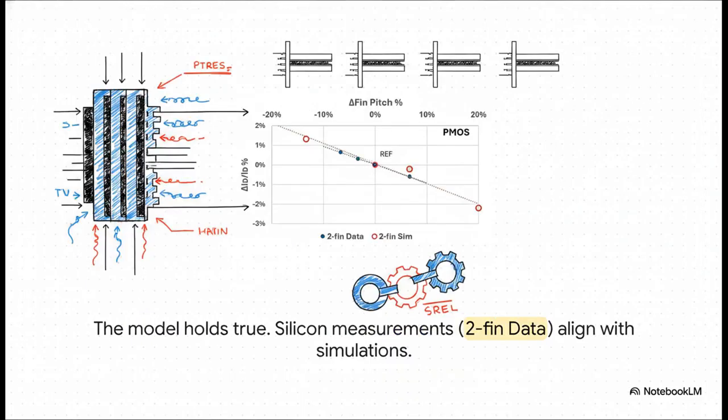Okay, but let's double check, just to be sure. Here's another example. This time we're changing the spacing between the fins inside a PMOS transistor. Again, the blue dots are the real silicon data, and the red circles are from the simulation. And once again, it's an incredible match. This isn't a fluke. This confirms that we really, truly understand the physics going on here.